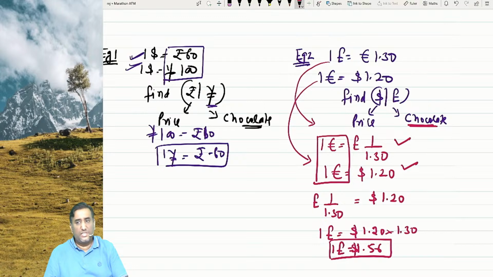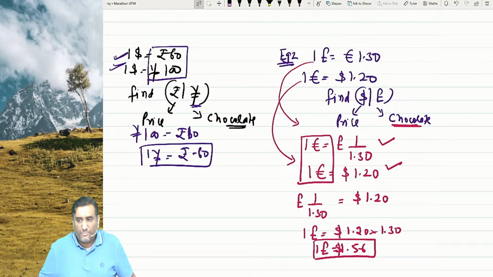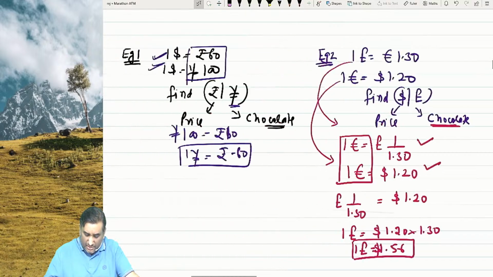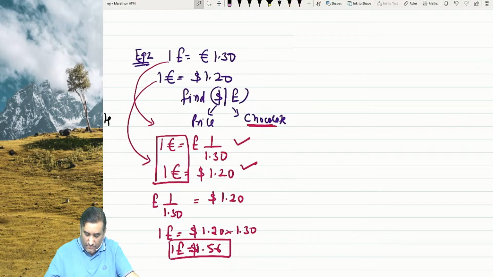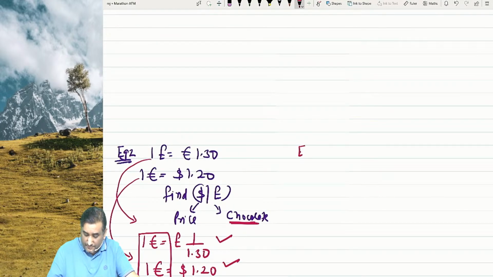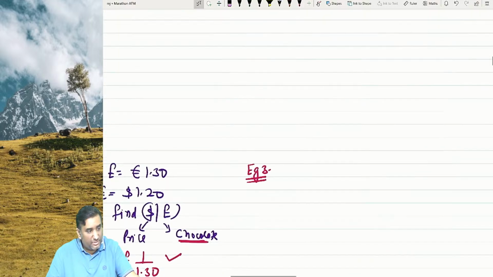So if a single quotation is there, you will not face a problem. Left hand side you can make left hand side and right hand side right hand side. If you have more than one currency given to you, if you have more than the ask and bid rates given to you, now please, put down example number 3.